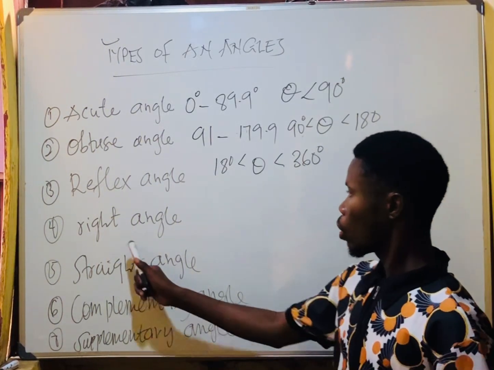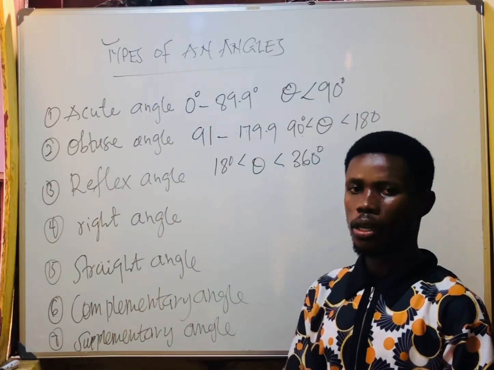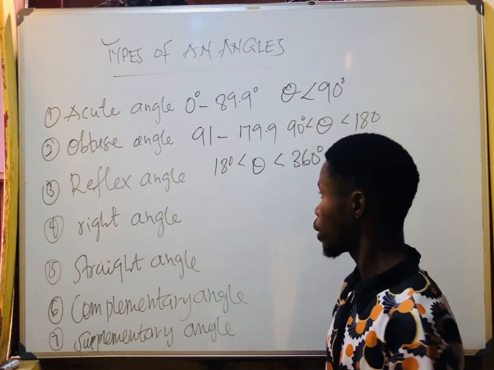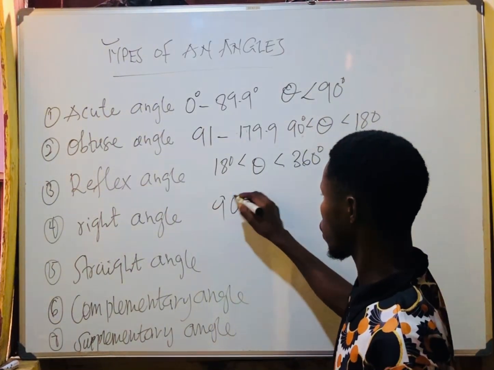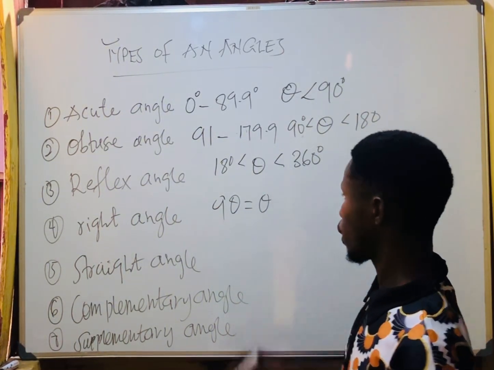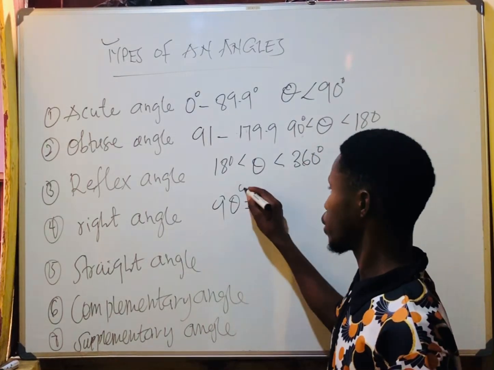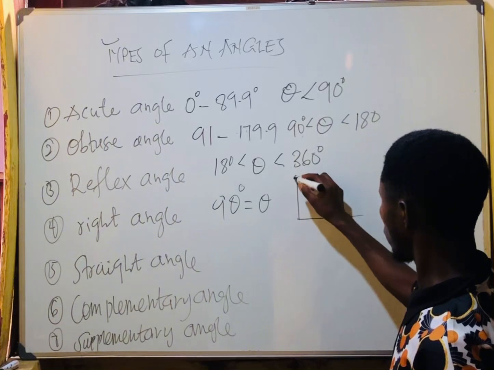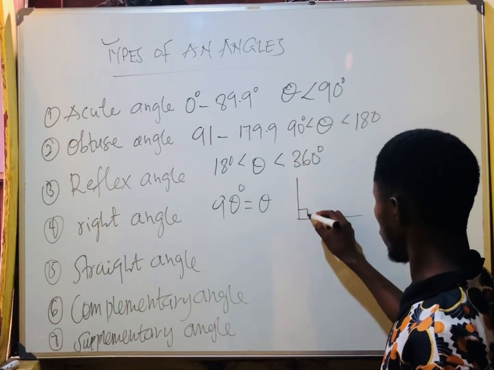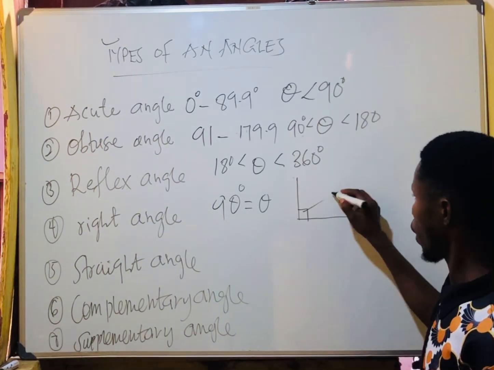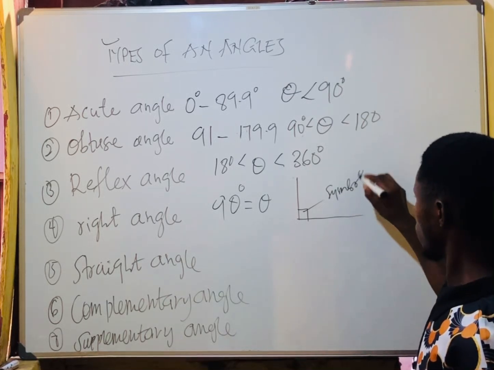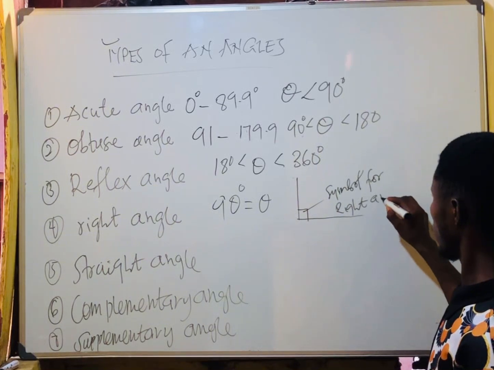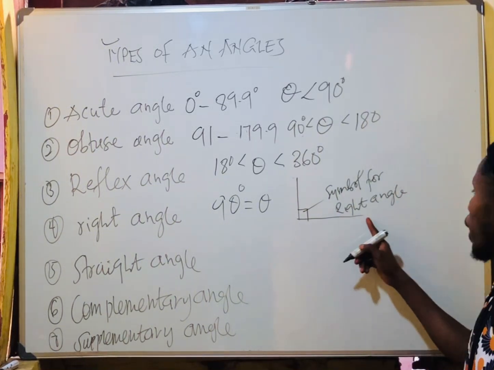Now let's look at the right angle. It's a type of angle whose measure is exactly 90 degrees. So we are saying that a right angle is equal to 90 degrees. Now normally this is how the right angle is drawn, and you put this symbol, which is the symbol for the right angle. So the symbol for right angle is this.